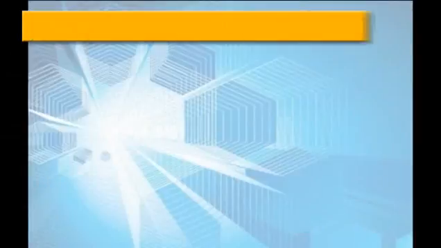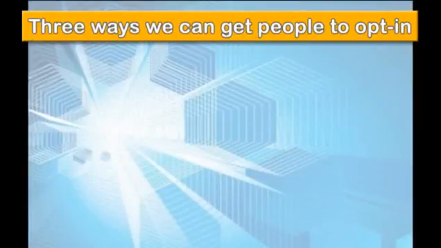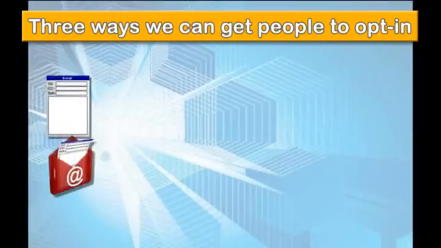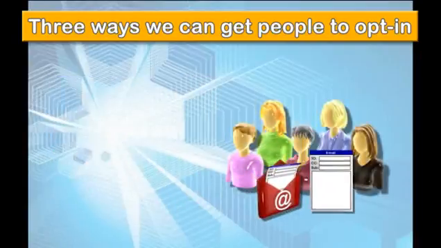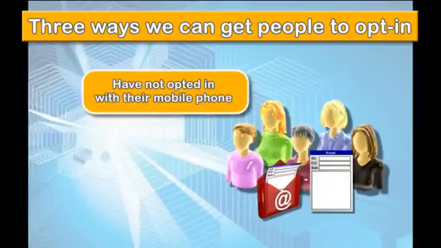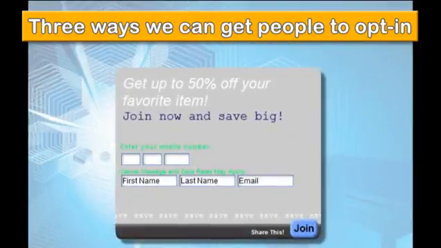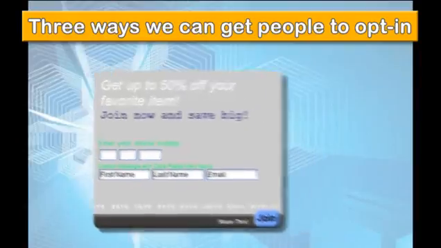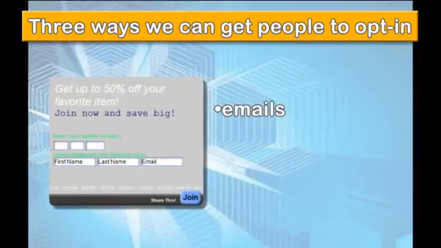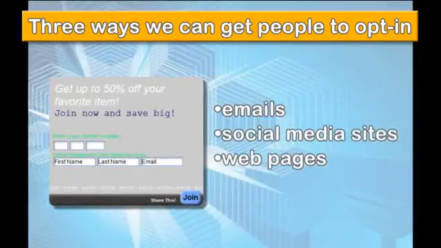There are basically 3 ways we can get people to opt in to your business from here. Send an email or direct mail message to people who you already have in your database who have not opted in with their mobile phone. Direct people to text into their cell phone a keyword to send to a shortcode. Or create a widget that allows a person to enter their phone number and other information which confirms they are opting in. This widget can be displayed on emails, social media sites, and web pages.